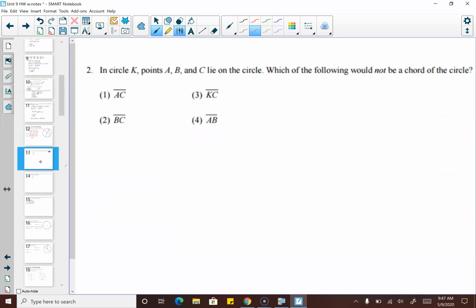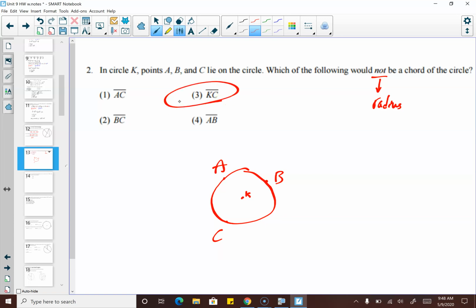In circle K, points A, B, and C lie in the circle. Which of the following would not be a chord of this circle? All right, so if we were to sketch, we know it's circle K, so that's got to be the middle point. And then if we put A, B, and C just randomly on the circle, the only point that would not be a chord would basically be anything that's a radius. So basically anything that includes that letter K is going to be one that would not be a chord. And you can see from our drawing that KC is obviously a radius and not a chord.